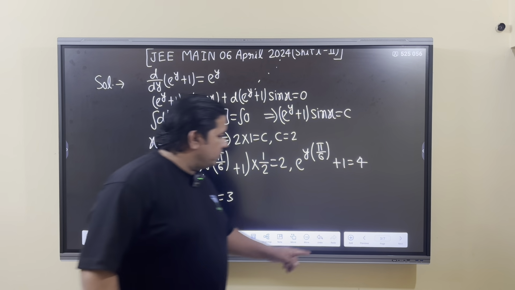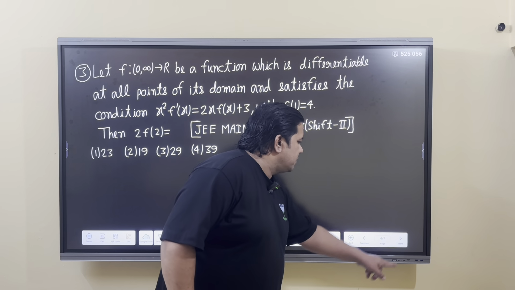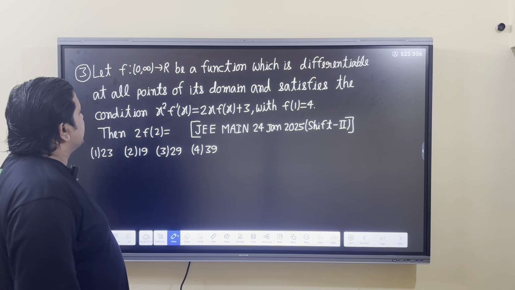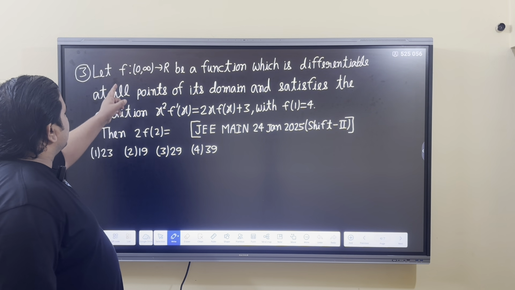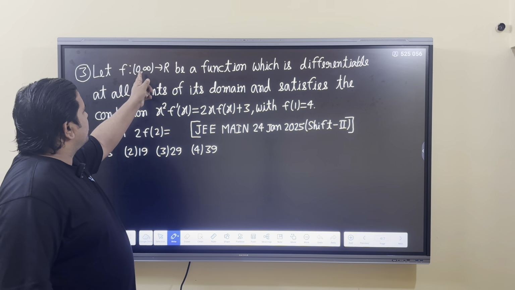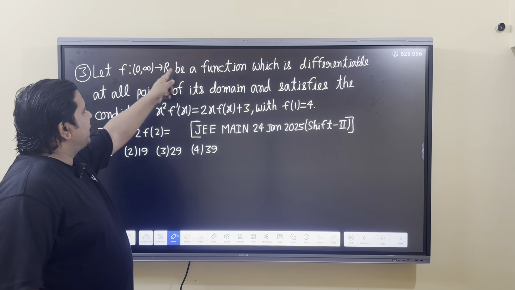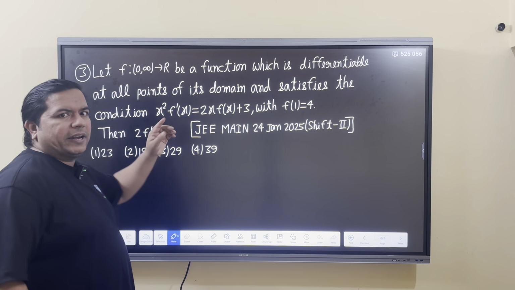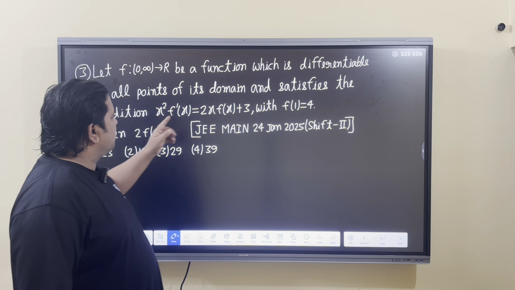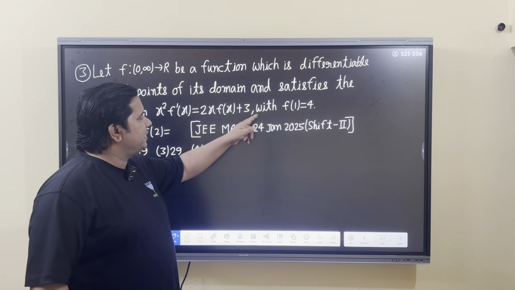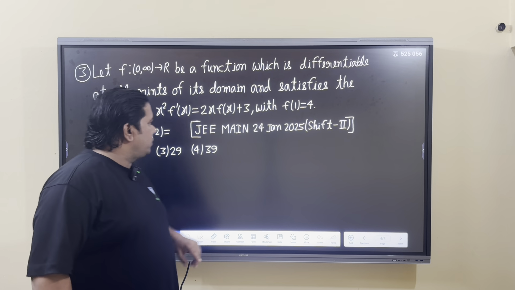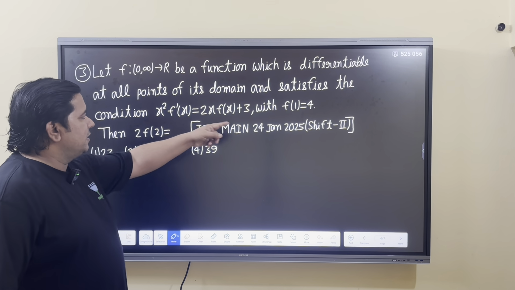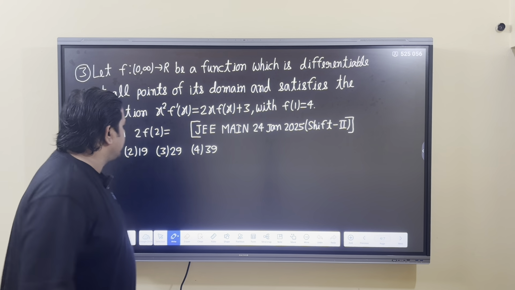So now we'll go to the next question. So this is the next question. There is a function f which is defined from 0 to infinity, that is the domain, and R is the codomain, and this is the differential equation, x square into f dash of x equal to 2x into f of x plus 3, and f of 1 is 4, and then we have to find 2 times f of 2. This is a JEE Mains 2025 question.